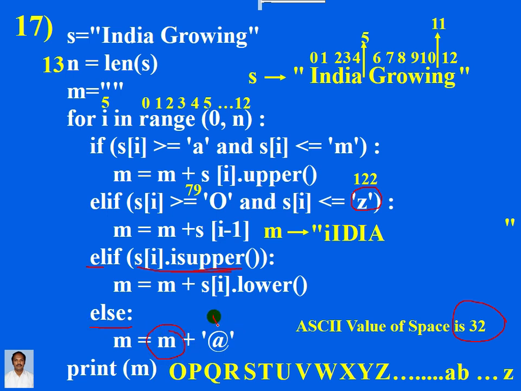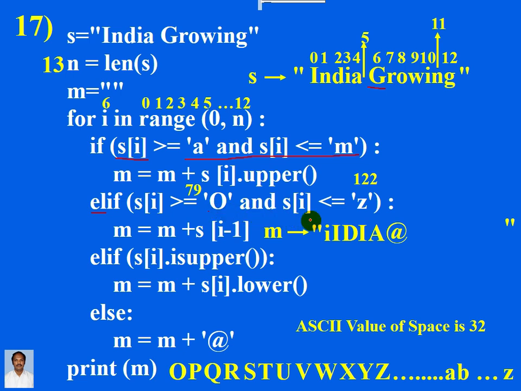M concatenated with @, that comes in M. So here one @ comes. I takes the next integer in the range, 6. So what is S of 6? Capital G. Capital G is not between small a and m. So control goes to else part.